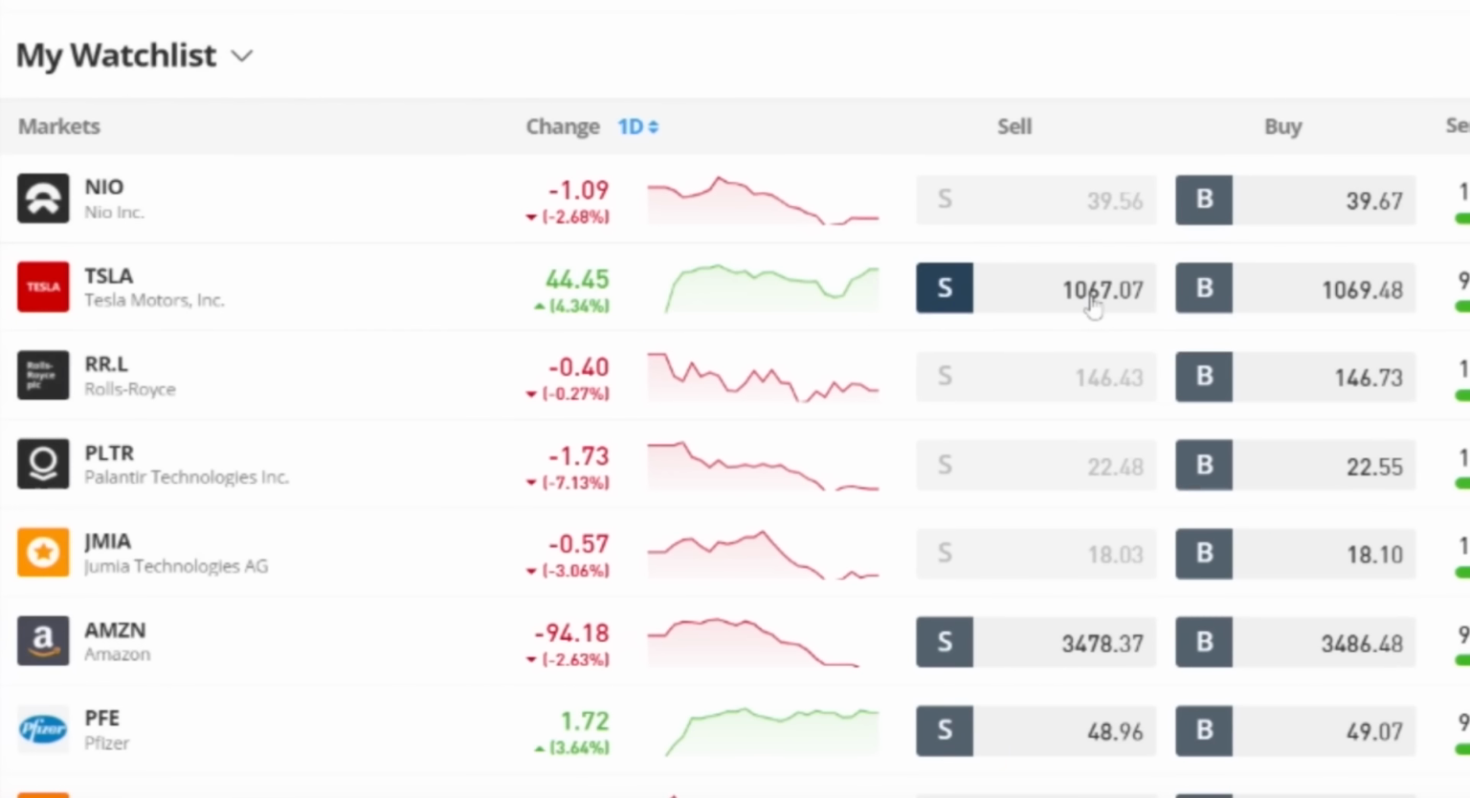So for example, let's take a look at Tesla on Etoro. At the time of preparing this video, the buy price is 106.948 and the sell price is 106.707. The difference, the spread, here is 0.22%. What that basically means is if you bought some Tesla and immediately sold out of your whole position, then before any price movements, you would actually lose 0.22% of your money.